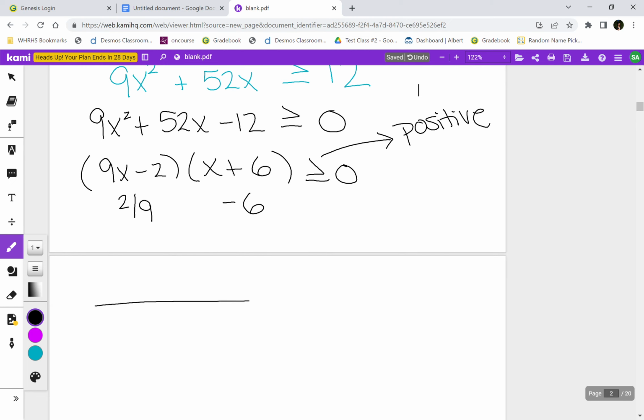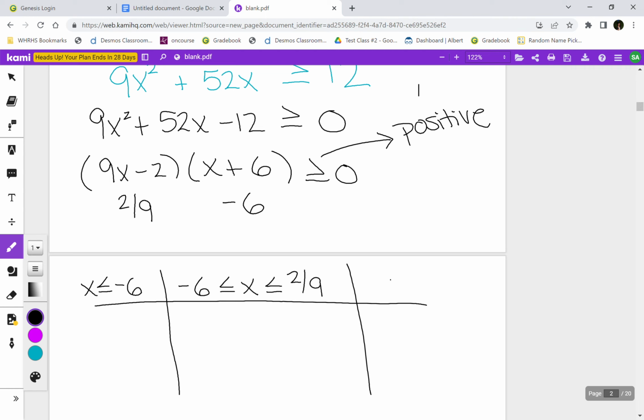Who remembers how we test the regions? What sections am I creating? David. Okay, so one of them is going to be x less than or equal to -6. And then you do -6 is less than or equal to x, which is less than or equal to 2/9. And then x is greater than or equal to 2/9. Absolutely perfect.